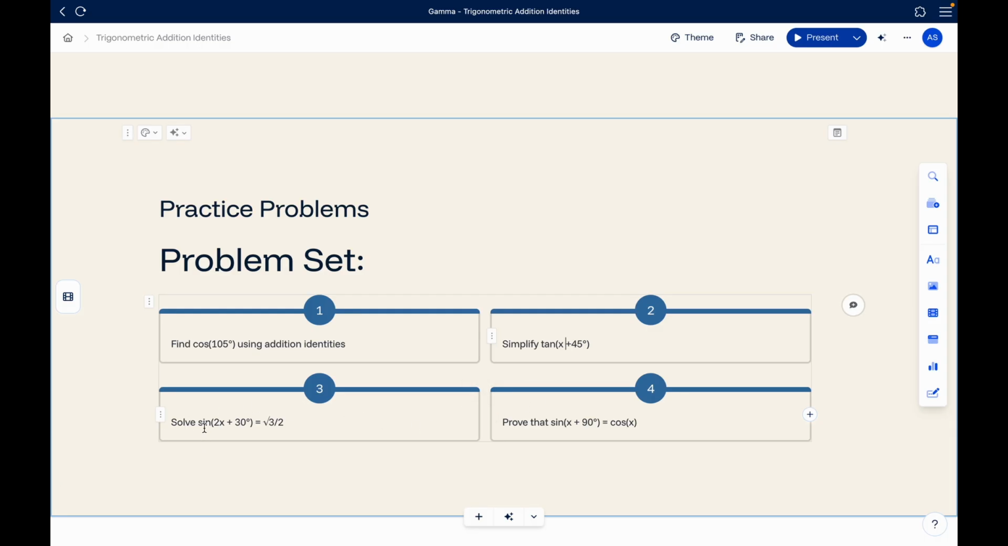Then, solve this equation: sine of 2x plus 30 degrees is equal to the square root of 3 divided by 2. You could also possibly get this from guessing, figuring out which angle has sine square root of 3 over 2. But I recommend you do it with the addition identities. It also can be far more satisfying. And prove one of the cofunction identities: sine of x plus 90 degrees is equal to cosine of x.